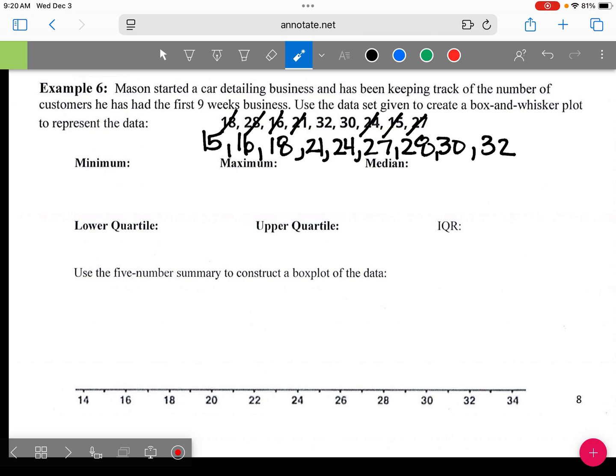If it's 2 in the middle, you add them and divide by 2. Or you just ask yourself what number is in the middle of 16 and 18.